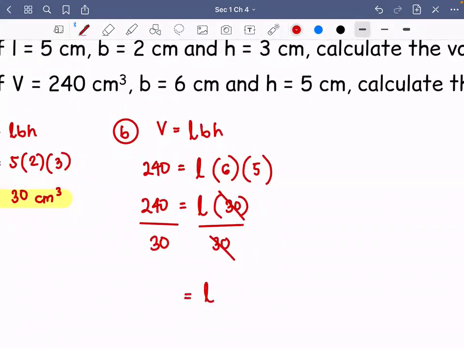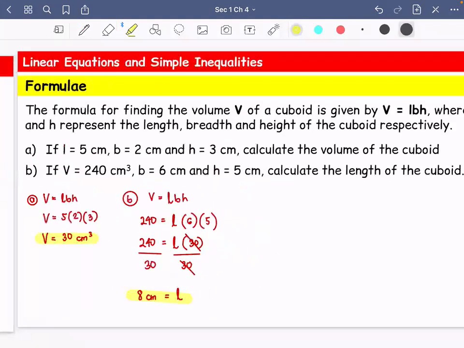So what is 240 divided by 30? That is 8 centimeters. Don't forget the unit. Okay, all right. So that's your answer for letter B.